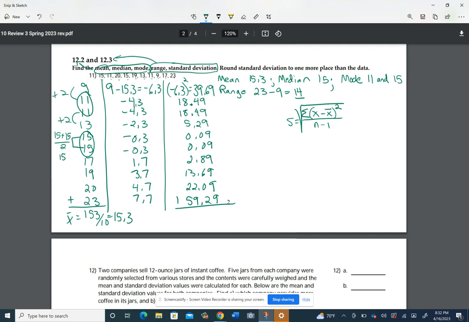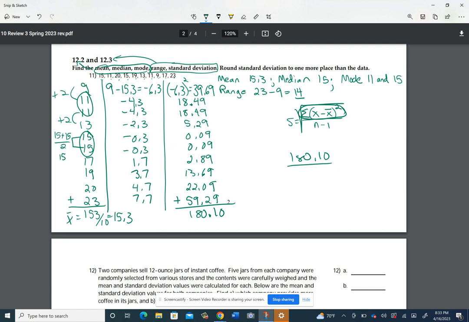So now you're to the point where you're going to add all of those up, and that's going to be 180.10. Okay? That 180.10 is everything underneath on that top part. You've already found the deviations from the mean, and you've squared those, and you've added them up.